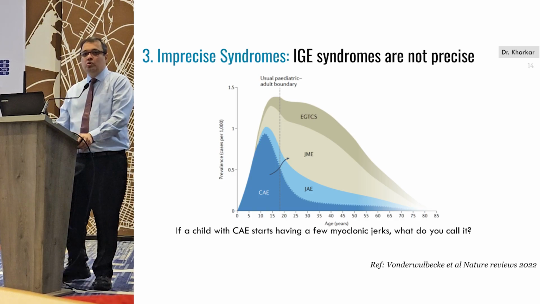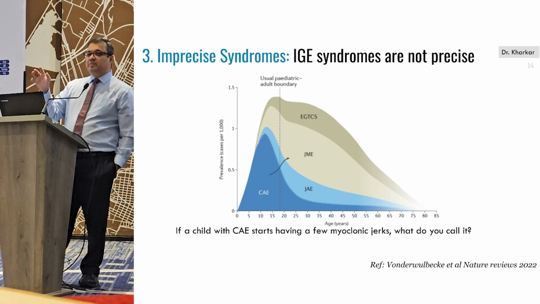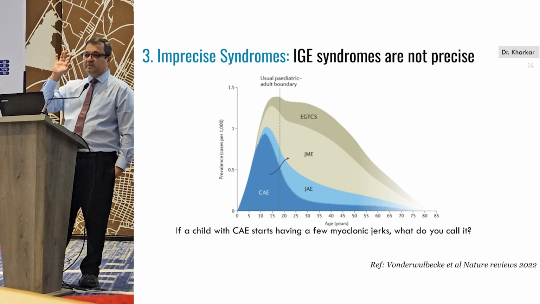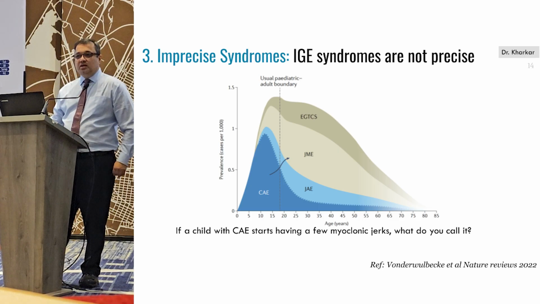That might be true, but then we also see this phenomenon that many people who you earlier diagnosed with childhood absence epilepsy, who only had absence seizures, I'm sorry, as time goes on, they start having myoclonic jerks as well. So what do you call them? And this happens in real life, no matter what we want to happen. What do you call them?